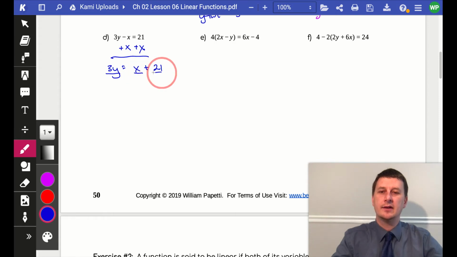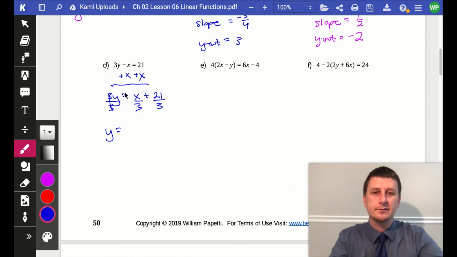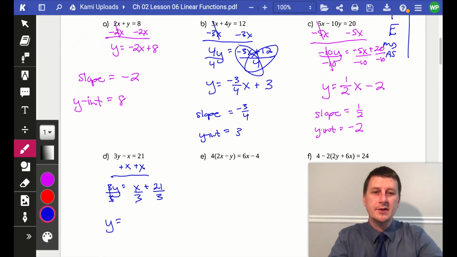Now it's going to get a little tricky when I divide everything by 3 because I'll be left with y equals. Now I need to divide everything by 3. Let's go back. In this exercise, we took the coefficient of x, which was negative 3, and we divided by 4. We kept it as a fraction of negative 3 over 4. We took the coefficient of x in part C, and we divided it by negative 10, and we simplified that fraction to 1 over 2.